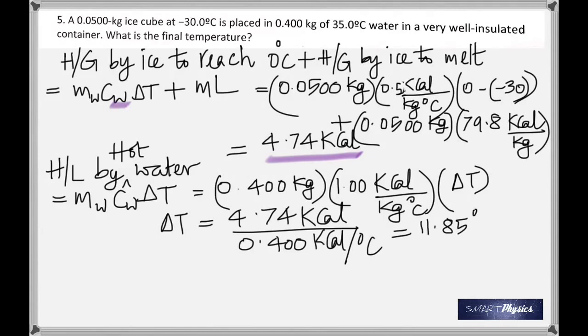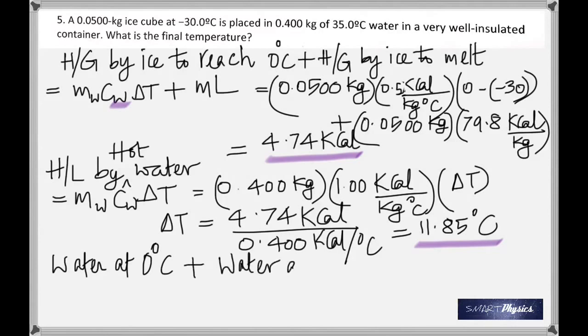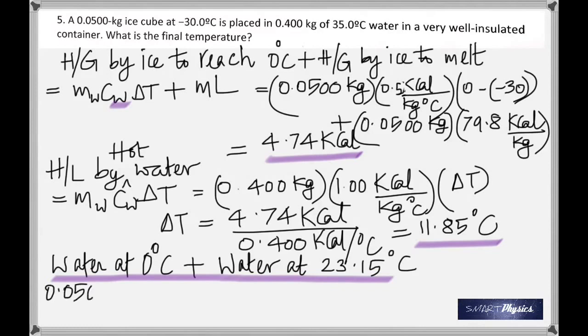Which is 11.85 degrees Celsius. So understand that by the time the ice was heated up and melted, the temperature of the water had already gone down from 35 degrees Celsius by 11.85. So now you have water at 0 degrees Celsius, which is mixed with water at 23.15. Where do you get that? That's 35 minus 11.85. So heat lost by the hot water is equal to heat gained by the cold.